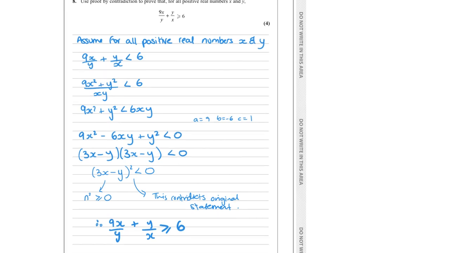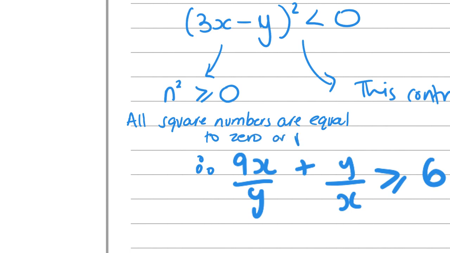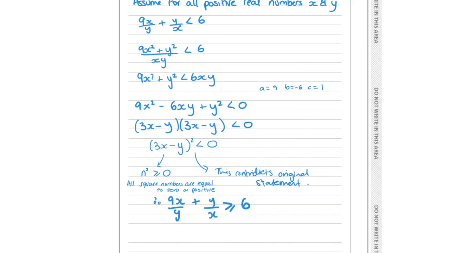Okay? And if you really wanted to, you could put here all square numbers are equal to 0 or positive. I know that does say this is what that statement means, okay? But if you wanted to, this is going to get you the full 4 marks here.